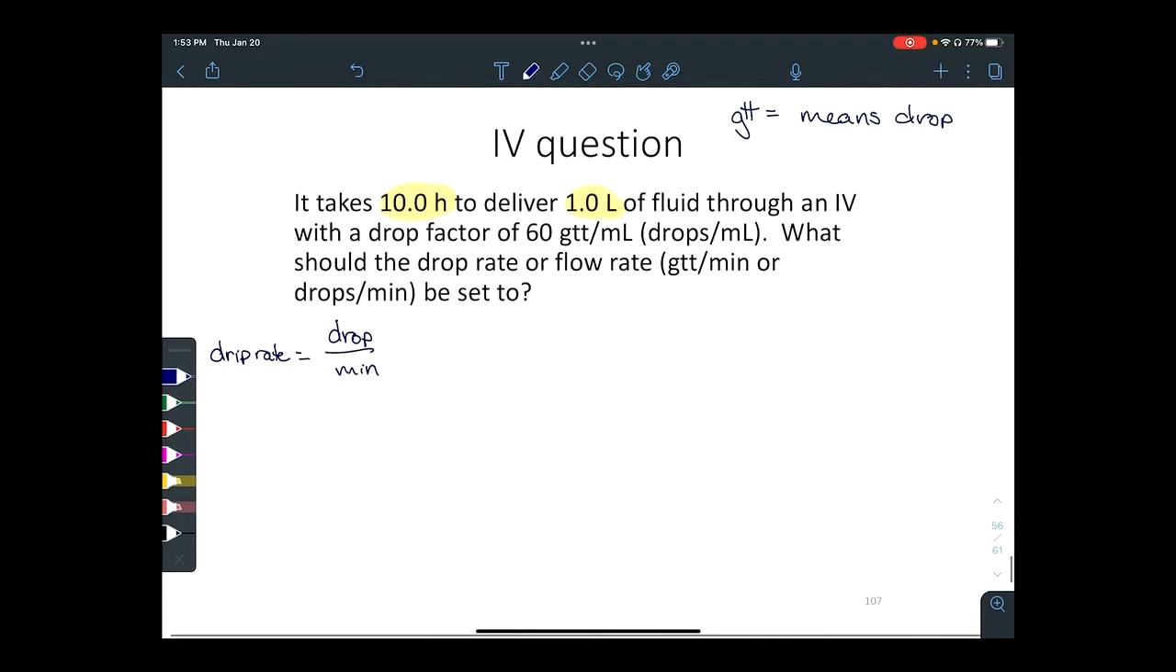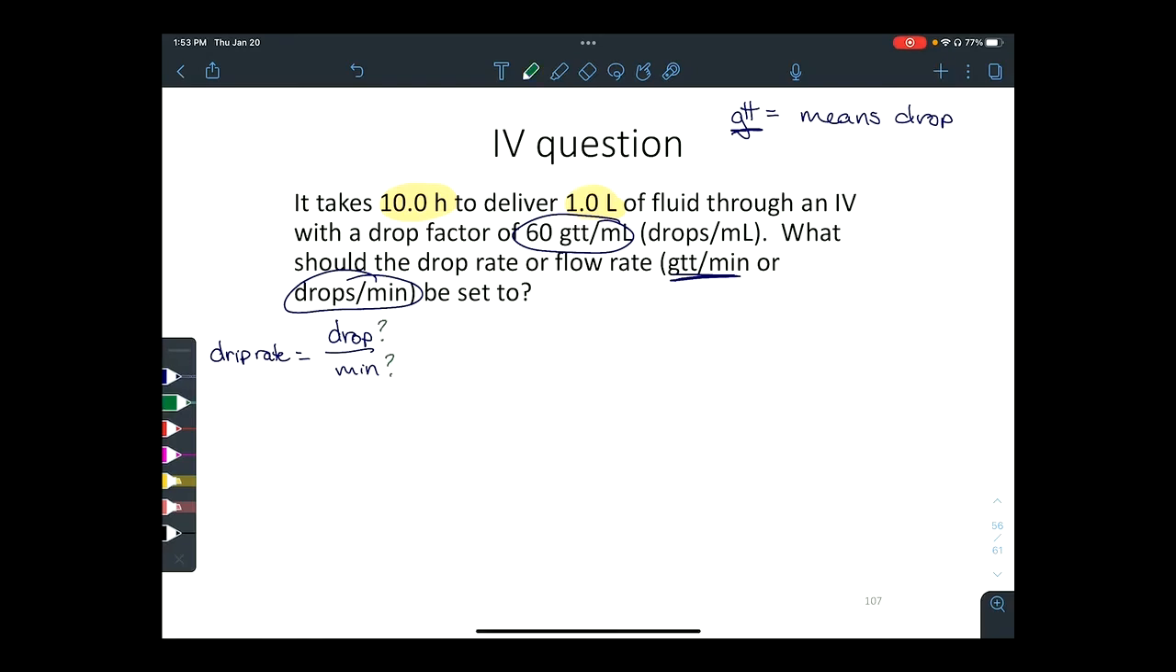So here is an IV question. Just remember, GTT means drop. It takes 10 hours to deliver 1 liter of fluid through an IV with a drop factor of 60 GTT per milliliter. What should the flow rate or drop rate, in GTT per minute or drops per minute, be set to? So it is asking us, what's the drip rate? Drops per minute. How many drips off the IV bag should we set that to? We want to know drops per minute.